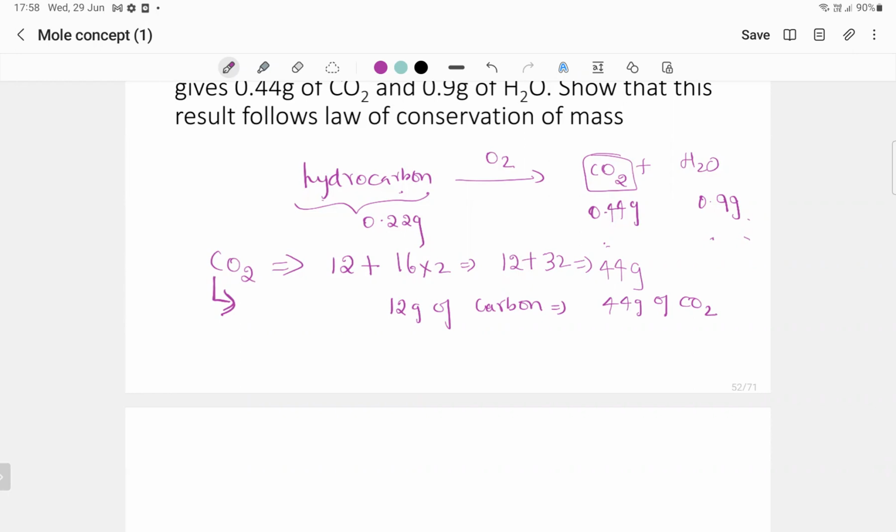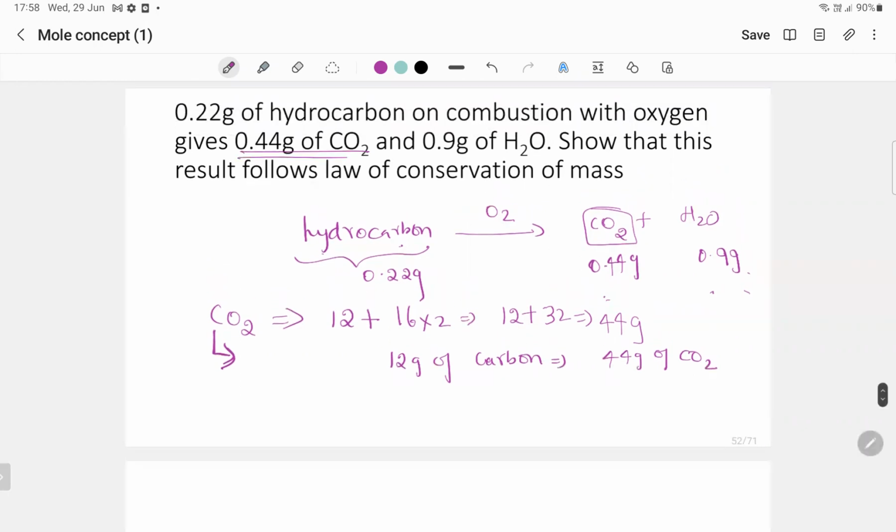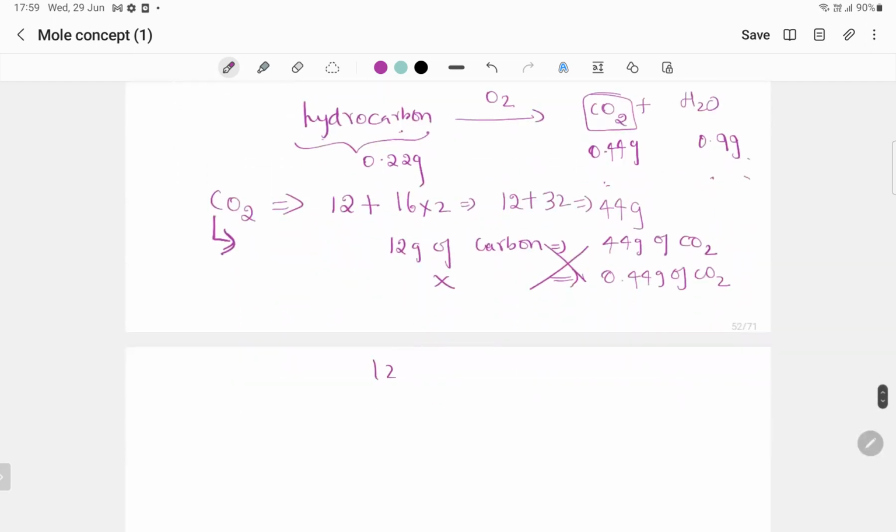Do you understand what I am saying? In our question they have given 0.44 grams of carbon dioxide. For 0.44 grams of carbon dioxide, we don't know how much carbon is present. So we can cross multiply: 12 into 0.44 is equal to 44 into x. So x is equal to 12 into 0.44 divided by 44. Cancelling, it is 3 times 11, giving 0.12. So x is equal to 0.12.